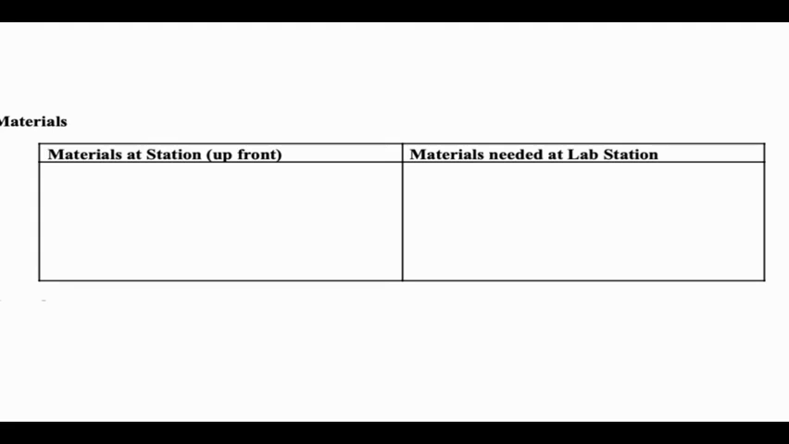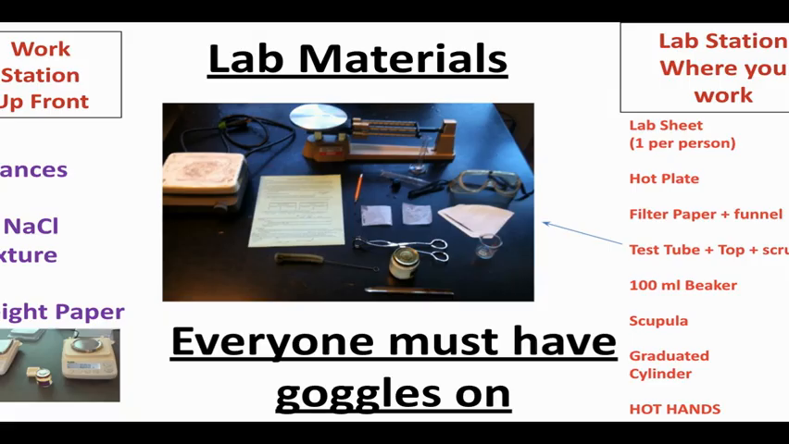Next step is we're going to write down the materials that we will be gathering from the station up front and the materials that are needed at our own individual lab station. At our workstation up front, you will be able to find a balance with our heterogeneous mixture, which today is going to be sulfur and salt, which is also known as NaCl. You will also find weigh paper to weigh your mixture on the balance.